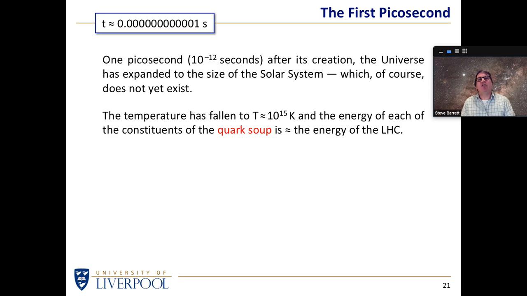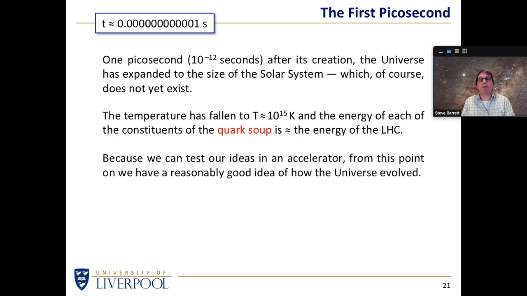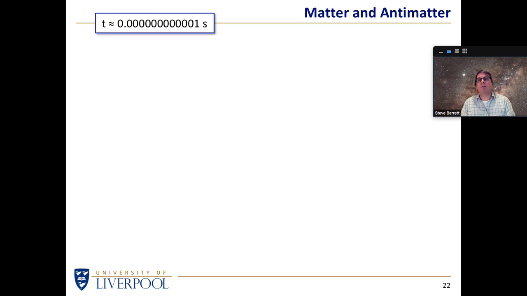And the energy of each of the particles in this soup is roughly the same as the energy that we can give a proton flying around the Large Hadron Collider. In other words, the amount of energy in this soup is, roughly speaking, the amount of energy that we can reproduce on Earth in a particle accelerator. And hence we can test things with our understanding of banging particles together and see what happens. If we can test our ideas in a particle accelerator, then from this point onwards we've got a reasonably good idea of how the universe evolved. If we can come up with a theory that says this should happen, we can test it because we can reproduce those same energies from this point onwards on Earth.